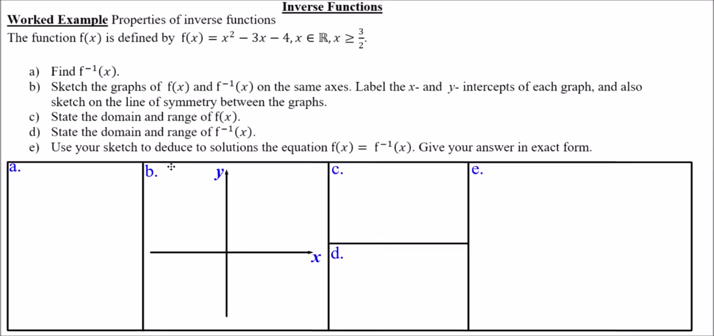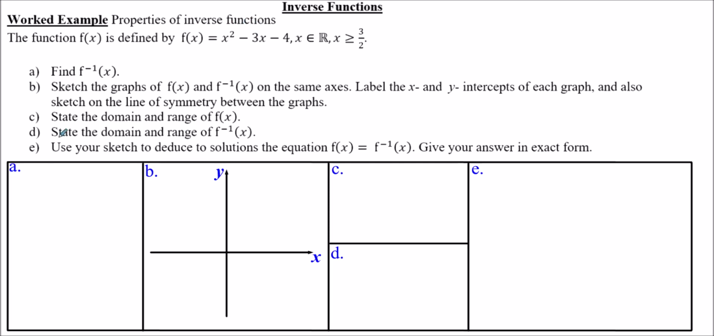So let's have a look at a worked example. Some properties of inverse functions. So first of all, we have a function f of x defined by f of x being x squared minus 3x minus 4, where x is any real number, so long as x is at least 3 over 2. So first of all, what we need to do is to find f minus 1 of x, essentially find the inverse. Now, I've picked one here where it's got multiple instances of x, because this can be a common point of confusion. If we've got a quadratic like this, it needs to be where we have only one instance of x rather than two. Essentially what we need to do here is to complete the square.